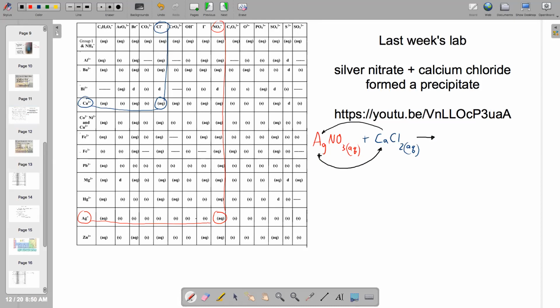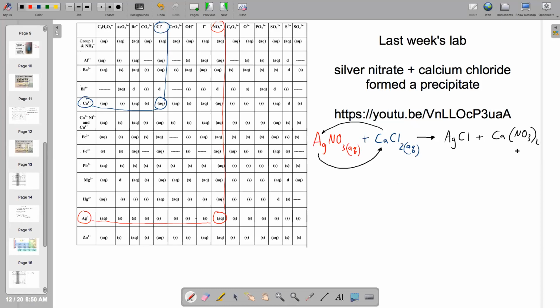So the products that you would predict would form would be silver chloride, and silver has a charge of 1+, so it's just AgCl, and then calcium nitrate, Ca(NO3)2.